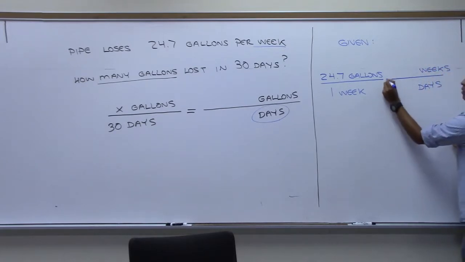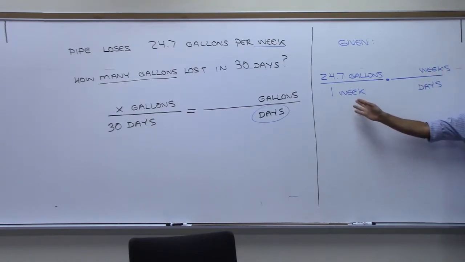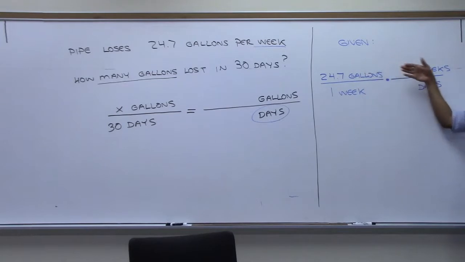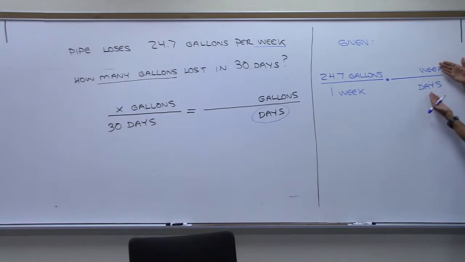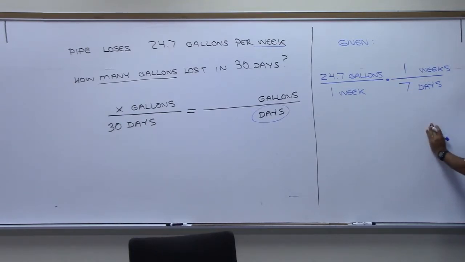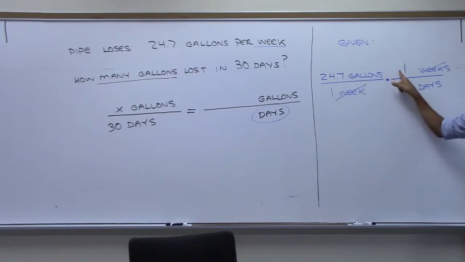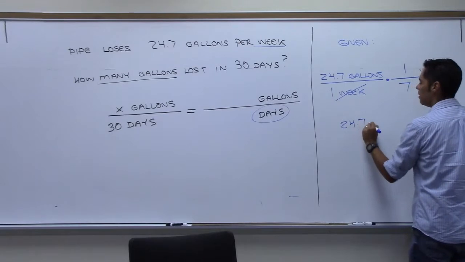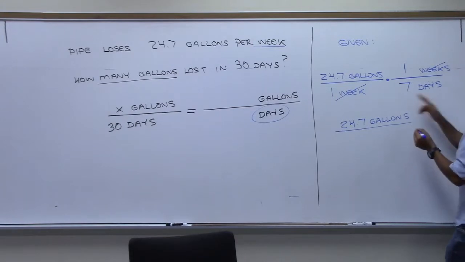Now notice what happens if I multiply these two fractions together. The weeks will cancel, won't they? And you'll be left with gallons over days, right? Which is what we want. But I need to now know what this relationship is. What is the relationship between weeks and days? Well, 1 week, right, is 7 days. And so I can cancel these out and then multiply straight across. So 24.7 times 1 would give me 24.7 gallons. And then over, what, 7 days.